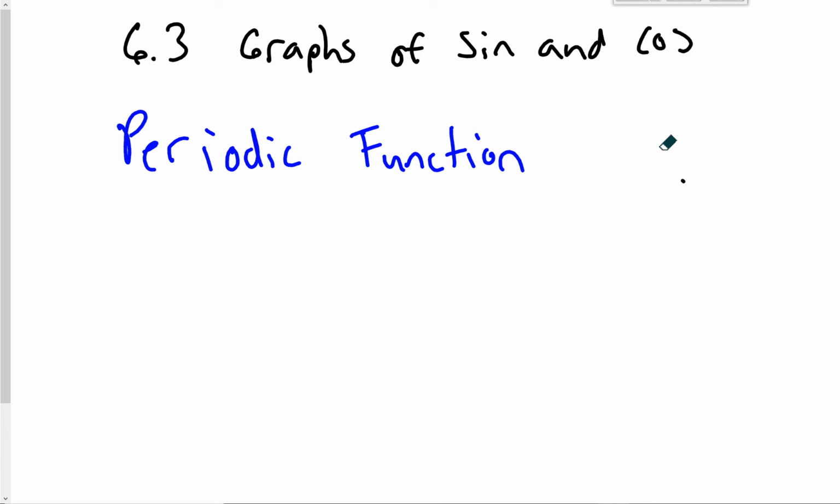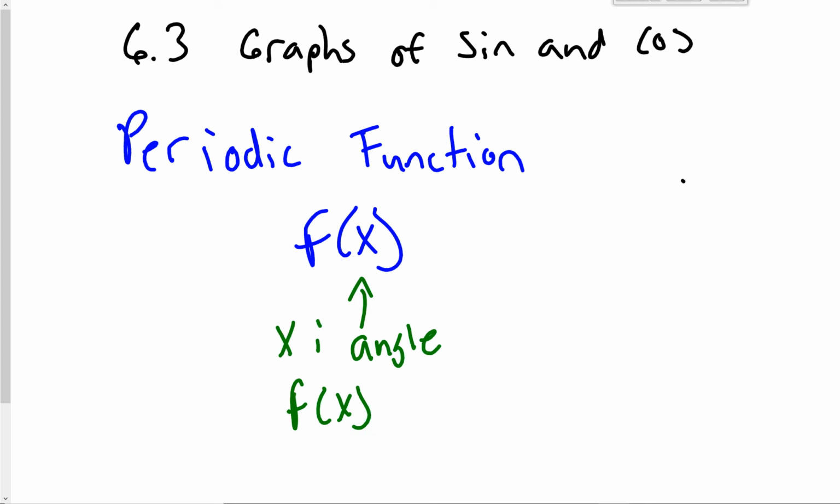Section 3 of chapter 6. We're looking at graphs of sine and cosine, and when we look at these, we're talking about sine and cosine as functions. So we're talking about them as f of x, and our x right here is basically our angle, and our f of x are our y values or answers that we get out.